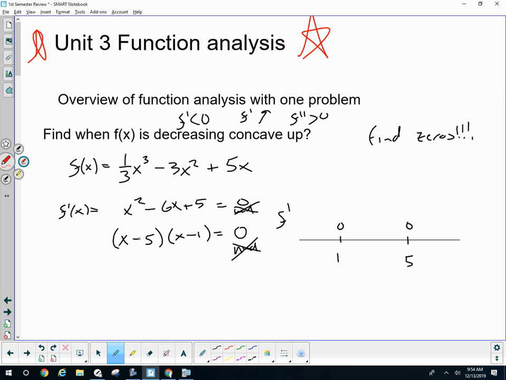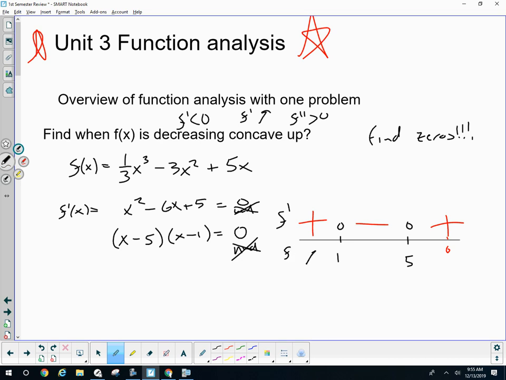All we need to do is test some points. Like if I plugged in 6, positive, positive, I got a positive here. If I plug in 3, that'll be a negative times a positive. So that'd be a negative. I know all my signs are going to be negative. If I plug in 0, it'd be a negative times a negative. That's a positive. So I know we are decreasing between 1 and 5.